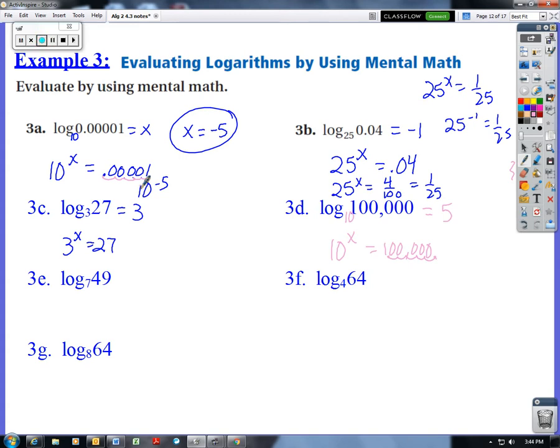7 to what power equals 49? 2. 4 to what power equals 64? Well, you might have to think about that one. It is 3, because 4 times 4 is 16, and then 16 times 4 is 64. 8 to what power is 64? That would be 2. Fantastic. See how fast they are once you can visualize them?